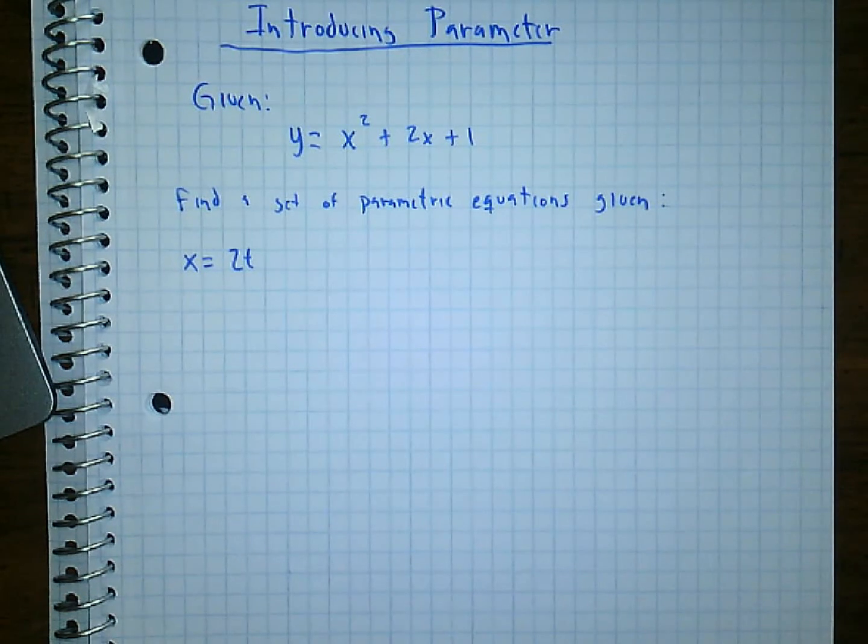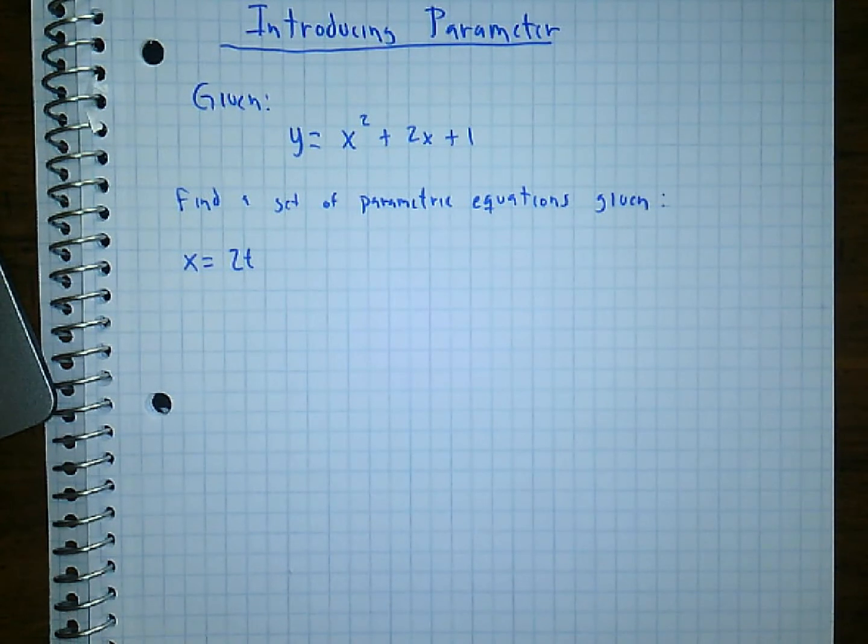All right, guys. The last topic we need to explore for this week would be to do the opposite of eliminating the parameter, which is to introduce a parameter. So in other words, instead of giving two equations and coming up with one, you're going to start out with one equation and come up with two equations that would represent the same curve. So let's look at this example.